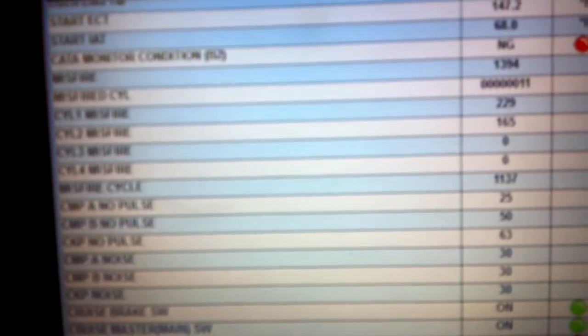We look at our data list again. We now see the misfires transferred over to cylinder 1. It's hard to see, but that lets us know that the ignition coil is the cause of the misfire. We'll replace the coil and should be good to go after that.